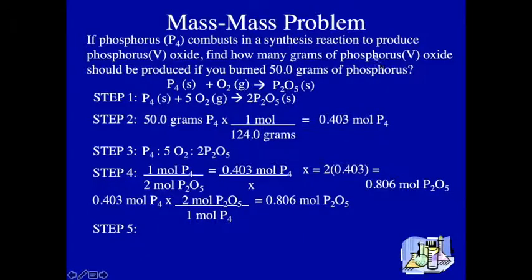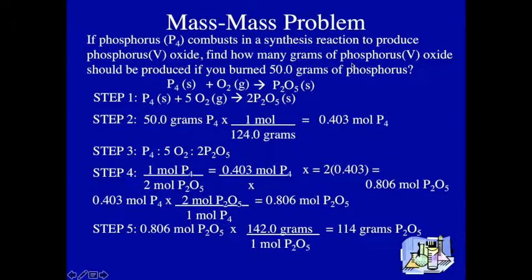Step 5, it does ask for grams. So I need to multiply the moles of this that I have by the gram molar mass so that my moles cancel out and I get the grams, and I get 114 grams of diphosphorus pentoxide, or phosphorus 5 oxide. Now, why am I using 3 significant digits? Because my original problem was given in 3 significant digits.